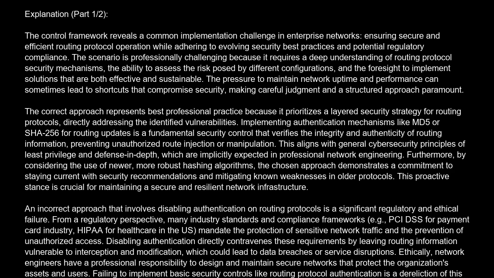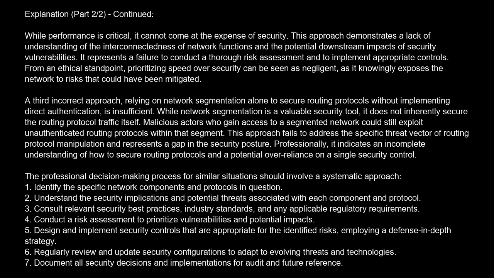Another incorrect approach, focusing solely on performance metrics without addressing the security implications of routing protocol configuration, is also professionally unacceptable. While performance is critical, it cannot come at the expense of security. This approach demonstrates a lack of understanding of the interconnectedness of network functions and the potential downstream impacts of security vulnerabilities. It represents a failure to conduct a thorough risk assessment and to implement appropriate controls. From an ethical standpoint, prioritizing speed over security can be seen as negligent, as it knowingly exposes the network to risks that could have been mitigated.